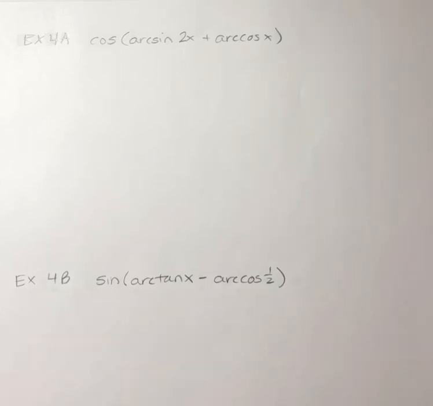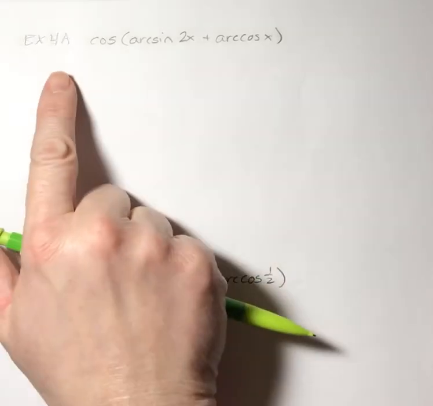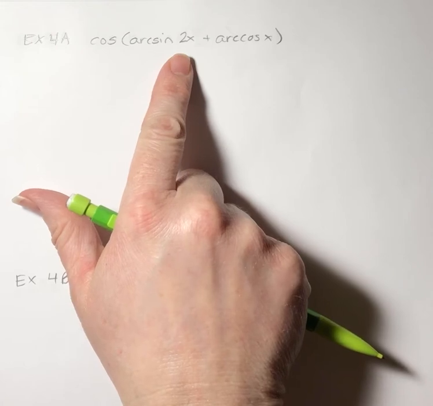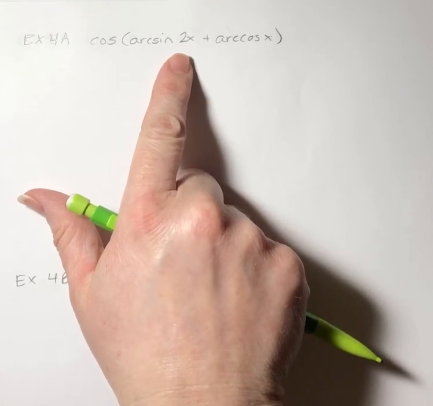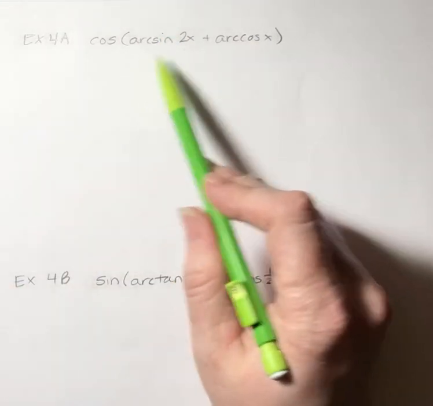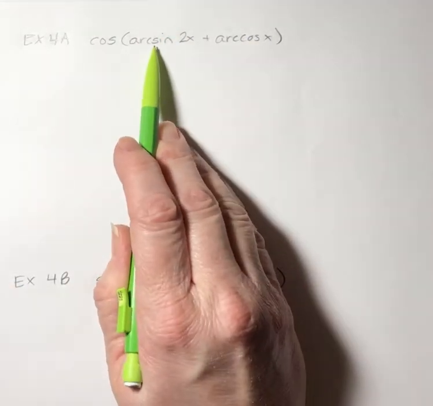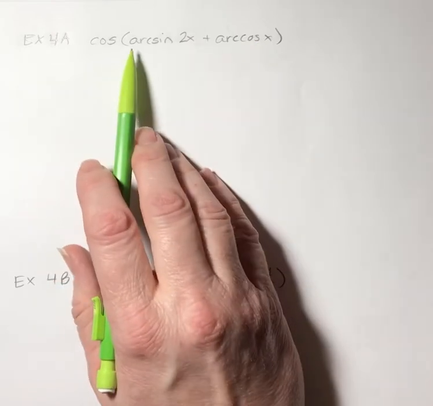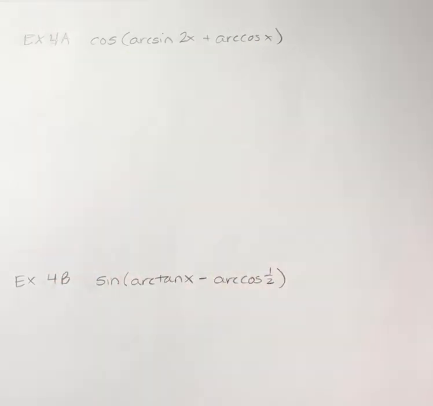All right. Section 5.4, example 4. These are going to be like the ones that we did last chapter. So we're going to have to first expand this using the cosine of a sum. And instead of writing arc sine and arc cosine, I'm going to write inverse sine and inverse cosine so I have less to write.